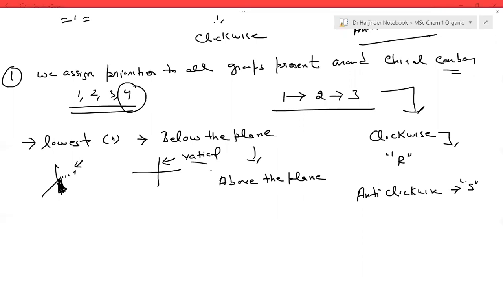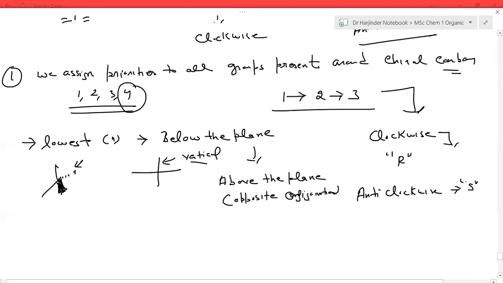What you will do is just write the opposite configuration. If you are getting R, you will simply write S. If you are getting S, simply write R. Is it clear?